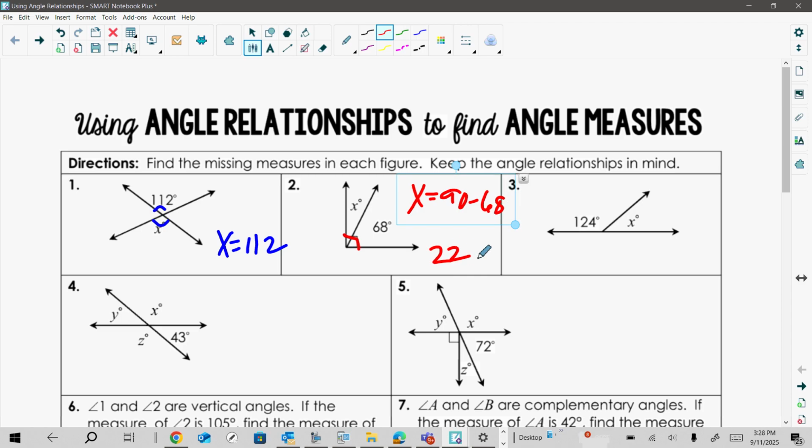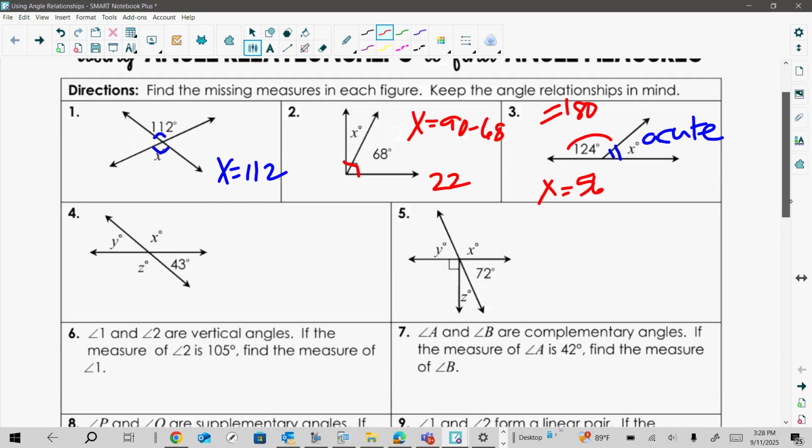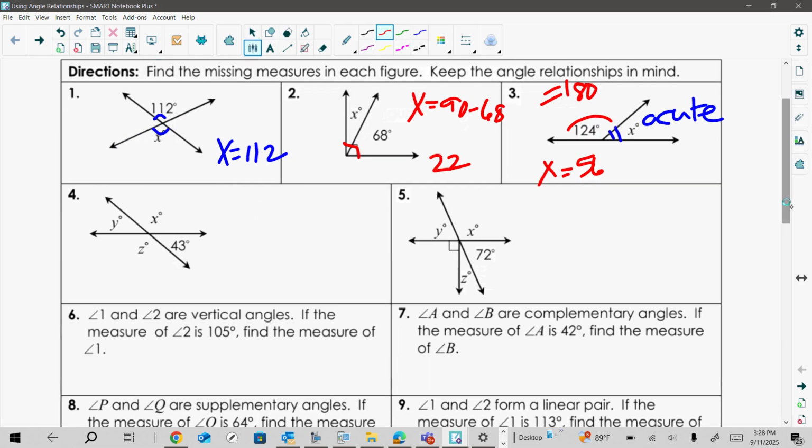Then on 3, they're adjacent and on a line. So this is a linear pair, which are supplementary. Another clue to help you with supplementary is that you're always going to have an acute angle, and you're going to have an obtuse angle. I apologize for some of this writing. So they're supplementary, which means they equal 180. So you just subtract from 180 and you'll get your answer. X is 56. Okay.